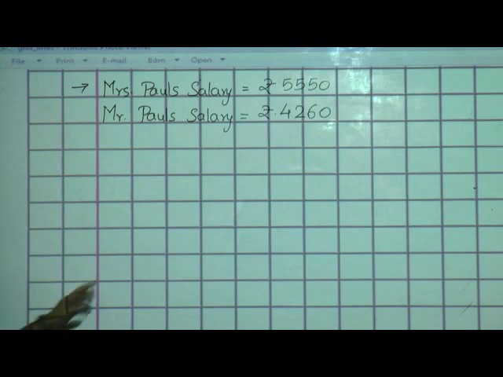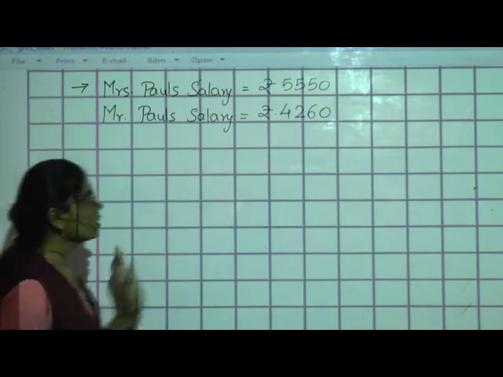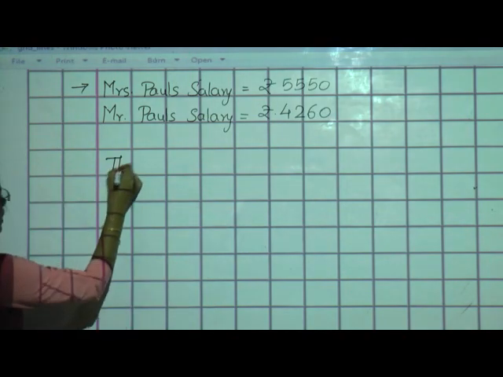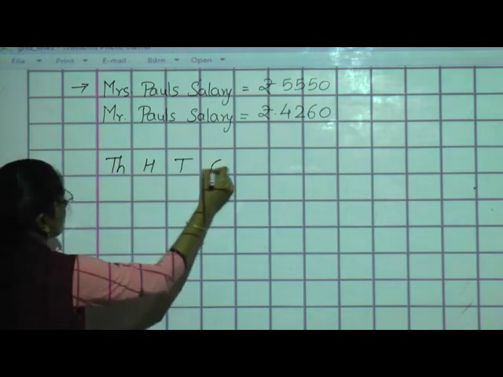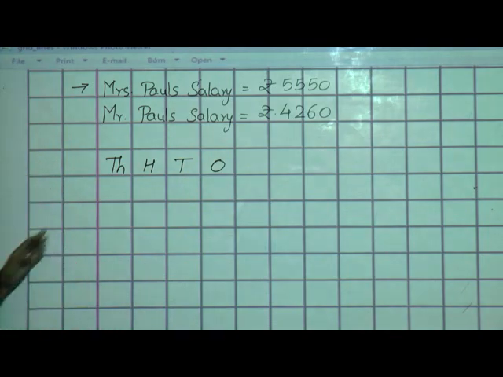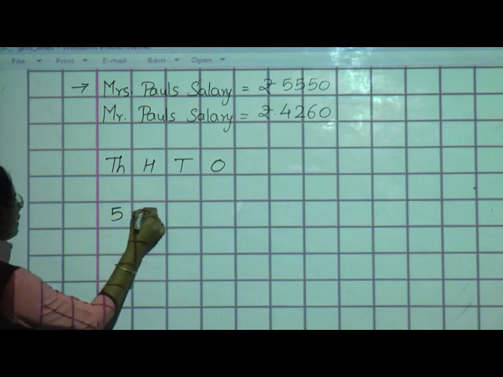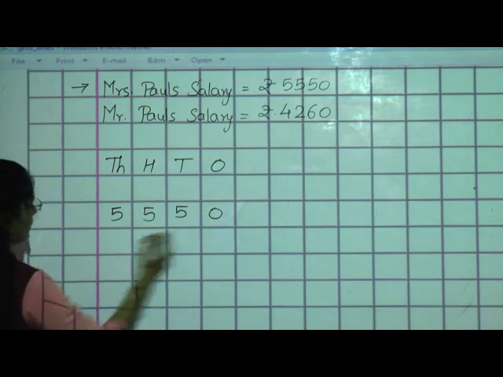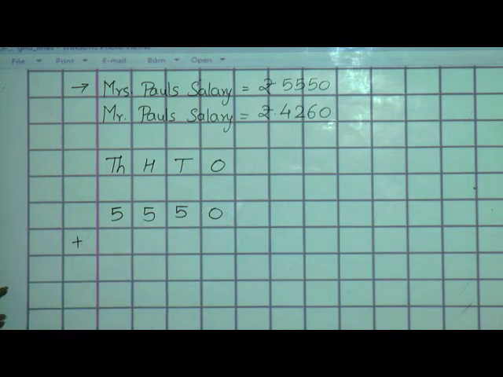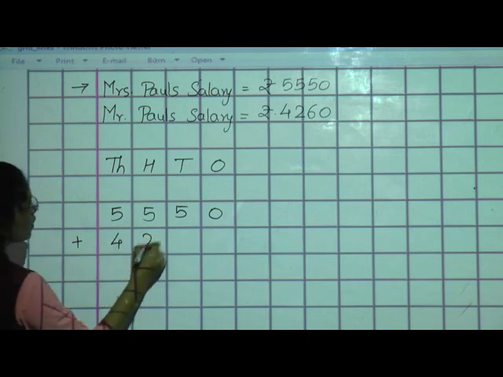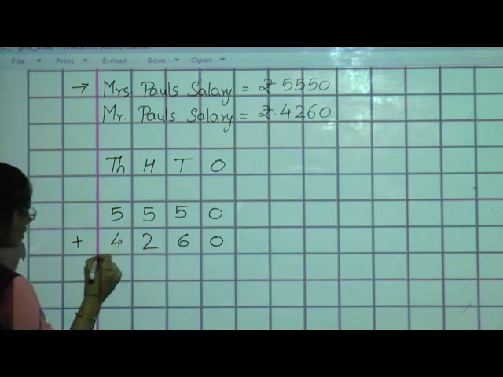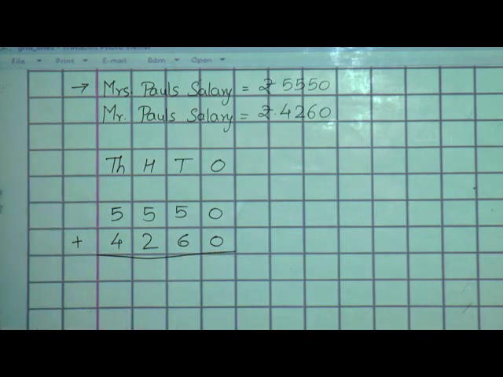Together how much they earn means here again we have to do the addition. So draw the place value chart and put these two numbers in the place value chart. Leave one line for carry. The first number is 5550 plus the second number is 4260.